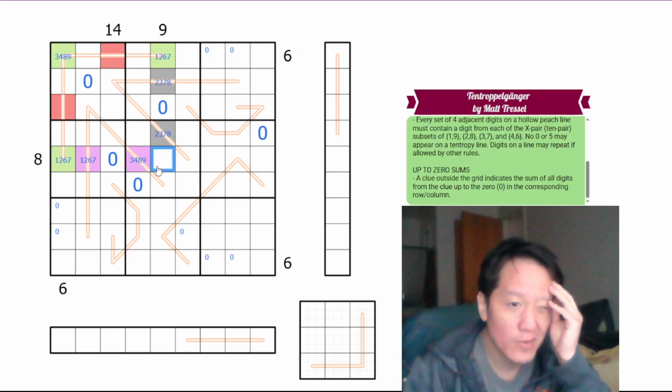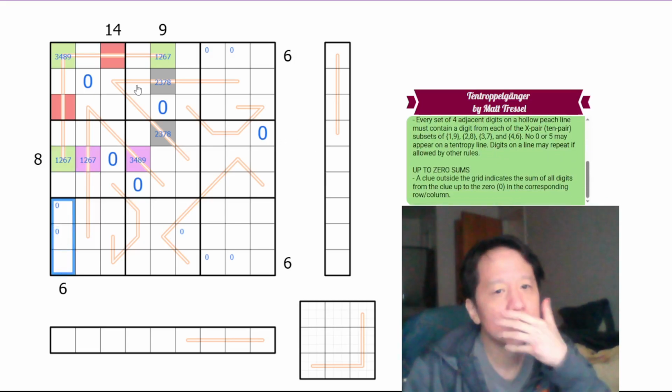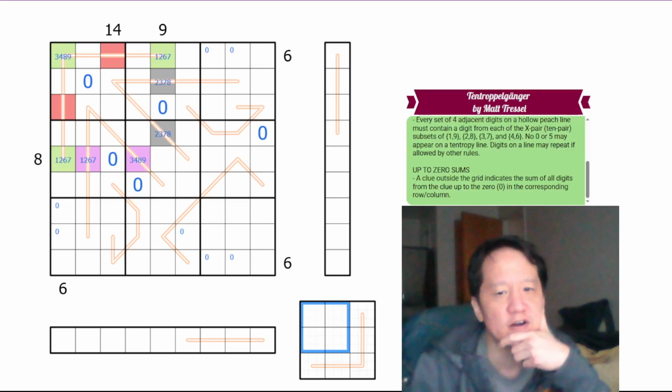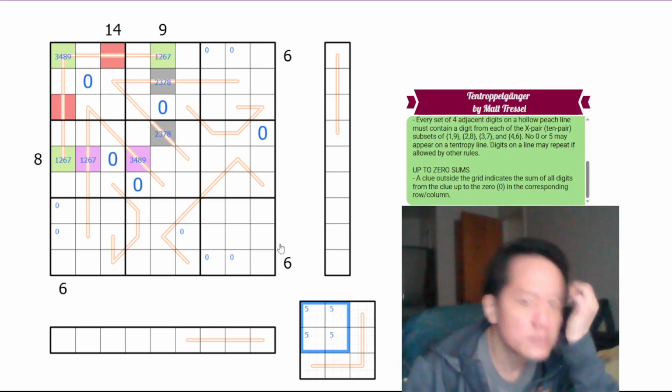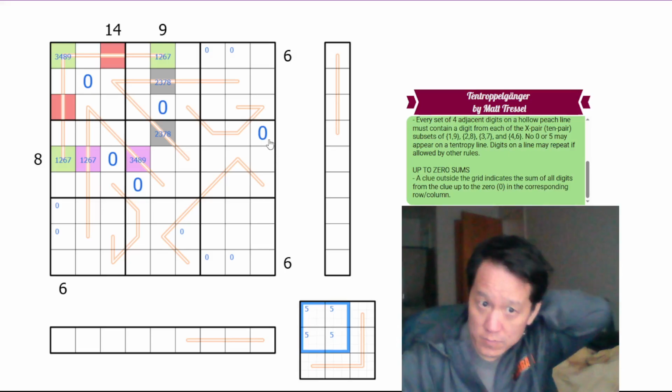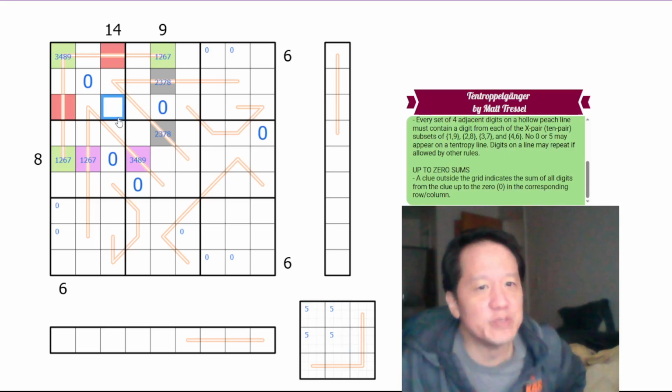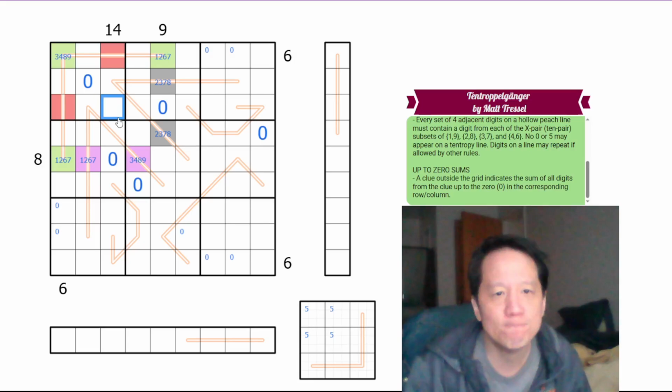14. 6, 6, 8, 6. We are missing a 5 in one of the box 1, 2, 4, or 5. That's not too helpful. It could be just this one, right? Or it could be box 4.